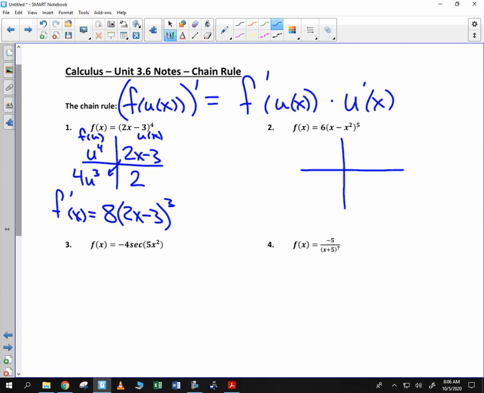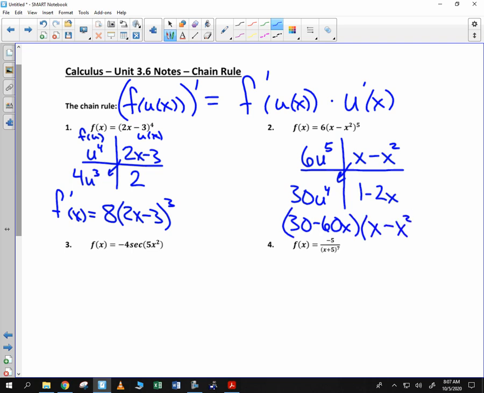Next one, same piece. We have the inside is x minus x squared. The outside is 6u to the fifth. Take the derivative, we get 1 minus 2x. The derivative of 6u to the fifth is 30u to the fourth. Multiply those, now we get 30 minus 60x times u, which is x minus x squared to the fourth power.